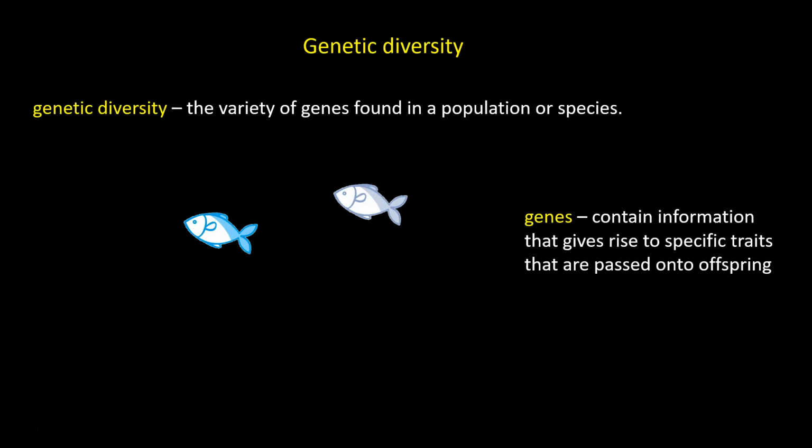Take these two fish, for example. Even though they are the same species, their genetic characteristics, or their genes, may vary slightly. They may be slightly different sizes or colors, like these two. One may be more resistant to a certain disease than another. And human beings serve as a great example of this. We all belong to the same species, but we're all very different.